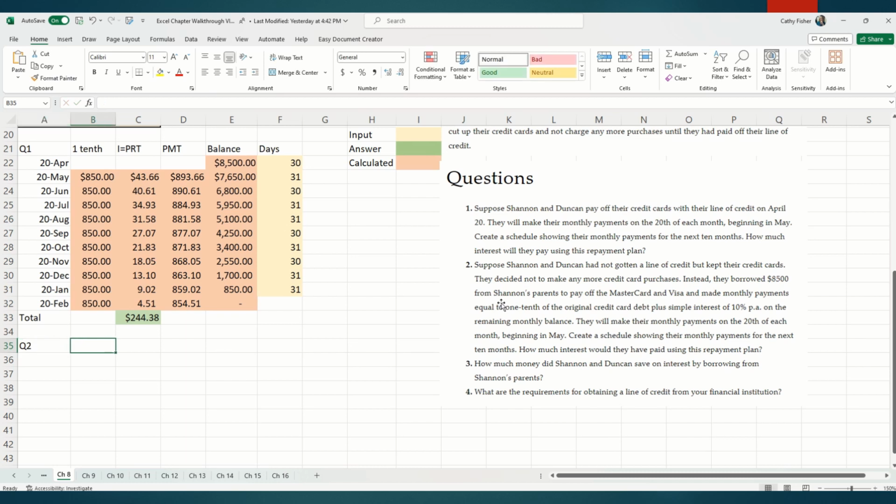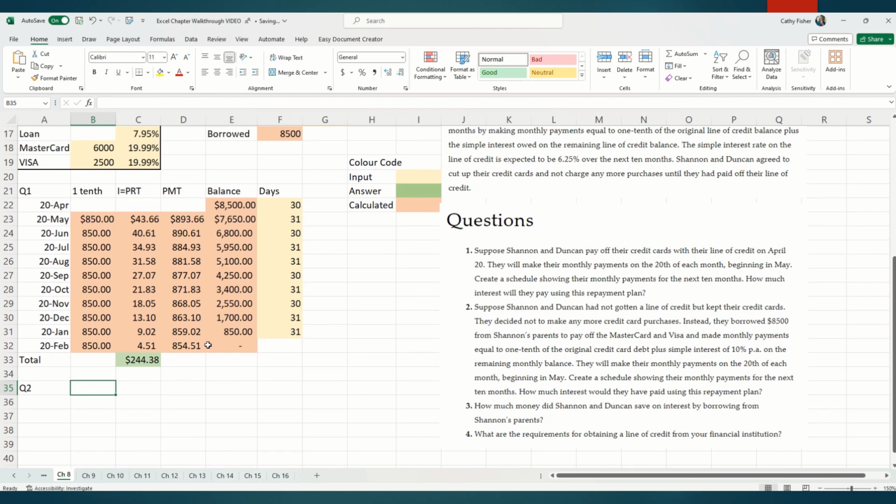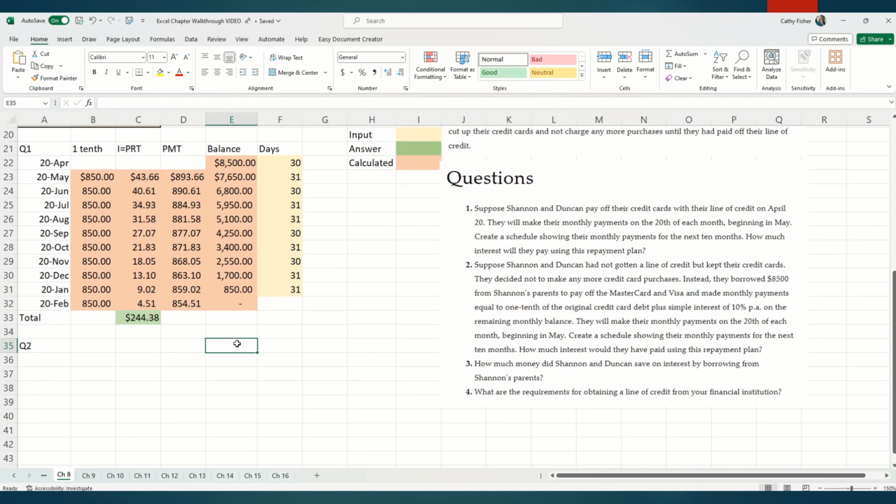And it says, suppose Shannon and Duncan had not gotten the line of credit, but kept their credit cards. They decided not to make any more credit card purchases. Instead, they borrowed $8,500 from Shannon's parents. Okay, so they actually borrowed again. So they still borrowed. So they borrowed the amount equal to 1/10 of the original credit card debt plus simple interest at 10%. Okay, so I'm going to put in 10% there.